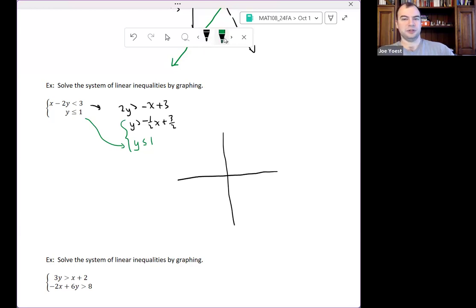Now I can graph these. Well, the green inequality is very easy. y less than or equal to 1 is just this horizontal line through y equals 1. I see that it is a non-strict inequality, so points that are on that line can still satisfy the system. So I'll draw it as a solid line.